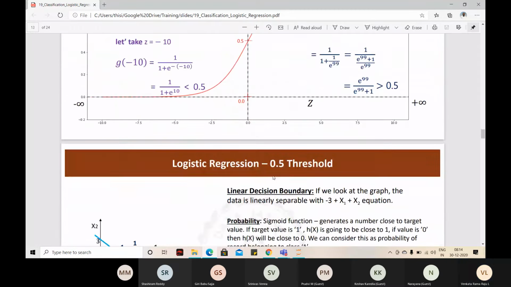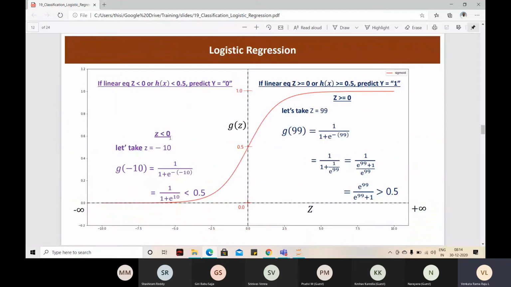Got it? The sigmoid function is actually using the linear equation to generate the probability. And when the linear equation's outcome is less than 0, it is generating a probability less than 0.5. And when the linear equation's outcome is greater than or equal to 0, it is generating a probability greater than 0.5. Okay? Got it?